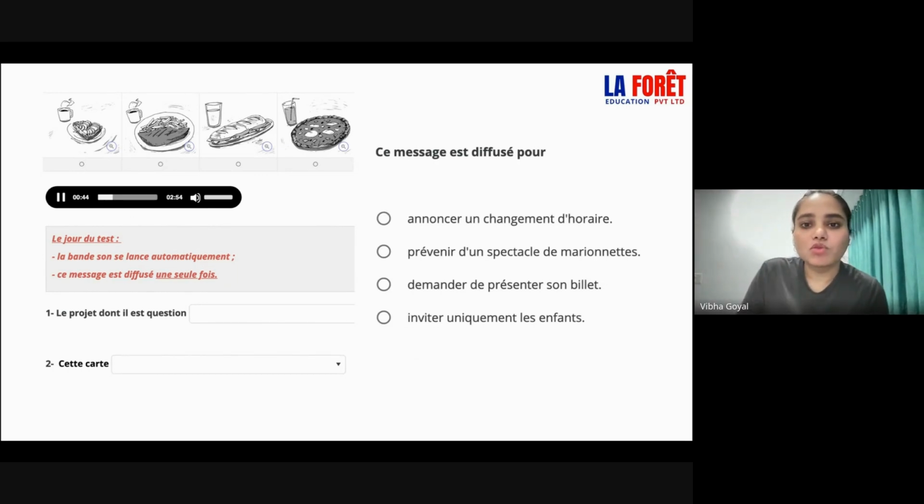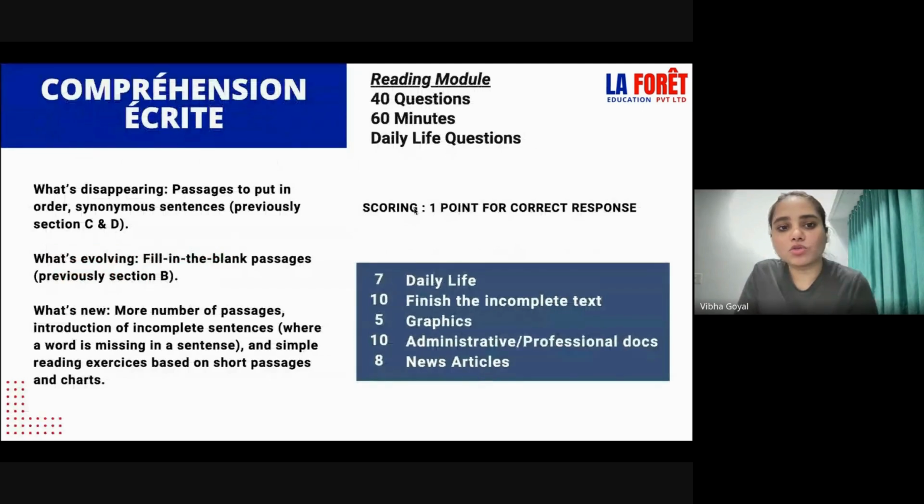So, moving on, we'll go to comprehension écrite, which is the reading module. Again, we have 40 questions, but 60 minutes for this one. We have these types of questions: 7 questions related to daily life, 10 questions related to finishing the incomplete text, 5 graphic related questions, 10 would be documents, and 8 would be news articles.